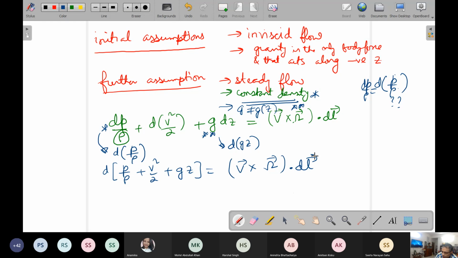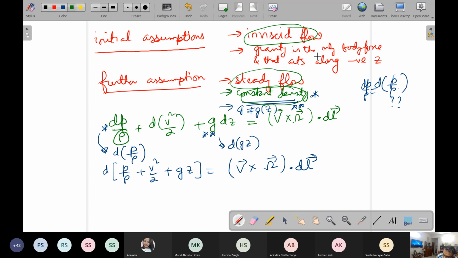So now we can see that there are so many assumptions that have already come in. The major ones, which are very apparent and which we call major, are this inviscid flow and steady flow and constant density flow. But the role of gravity as the only body force along negative z, and that also not a function of z, these are also to be remembered when we are writing this.